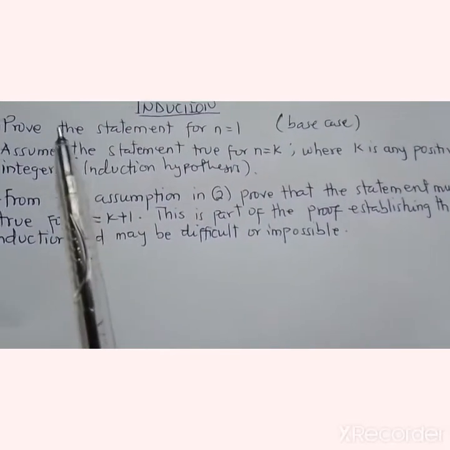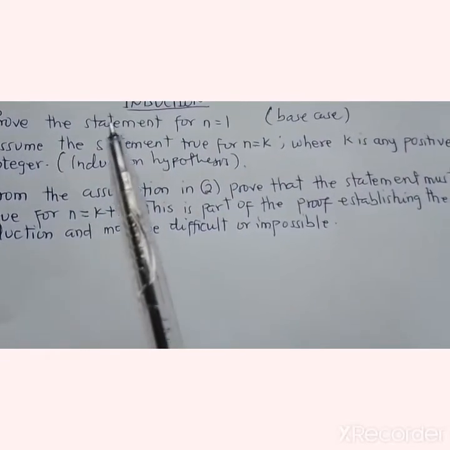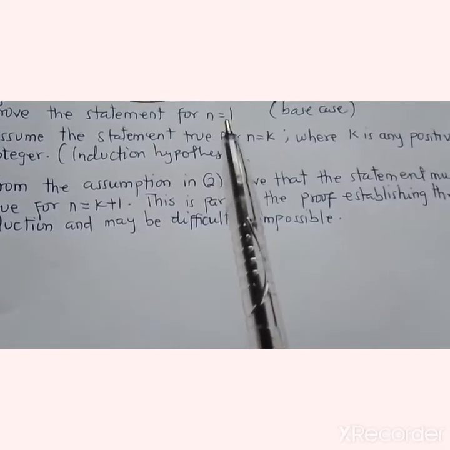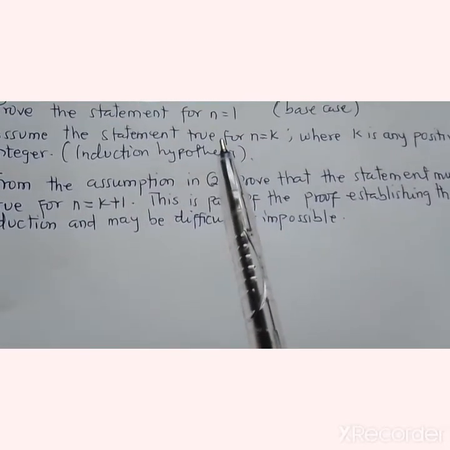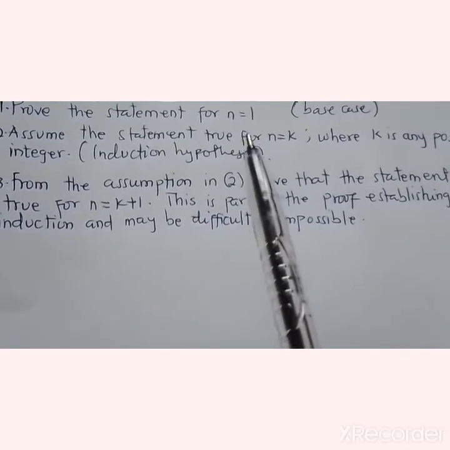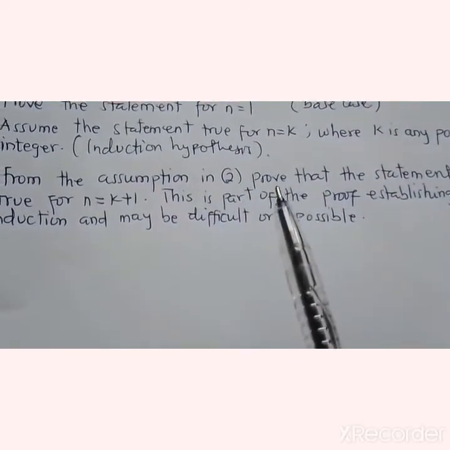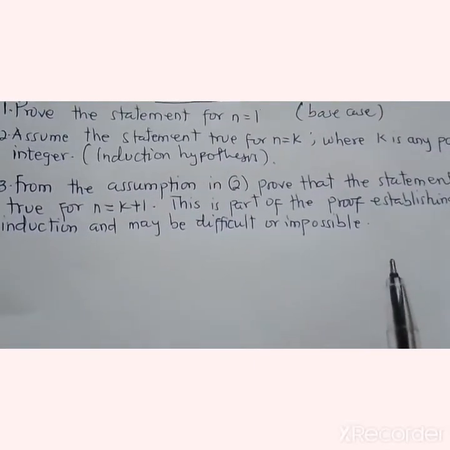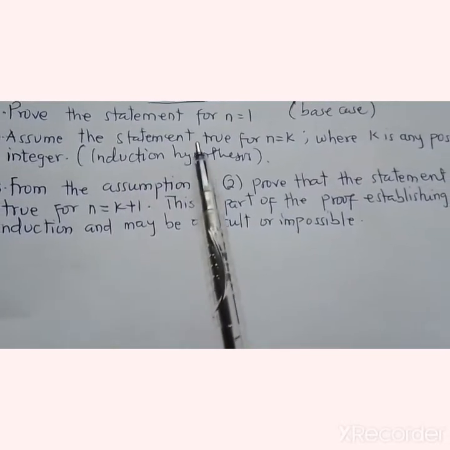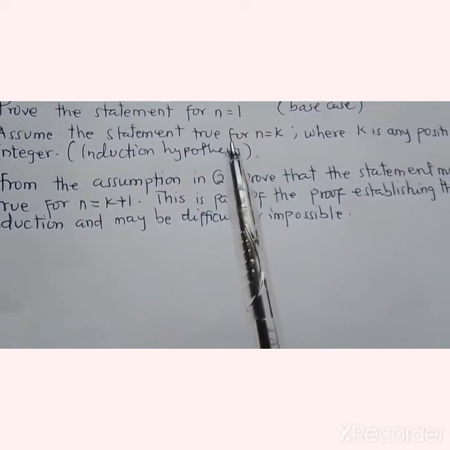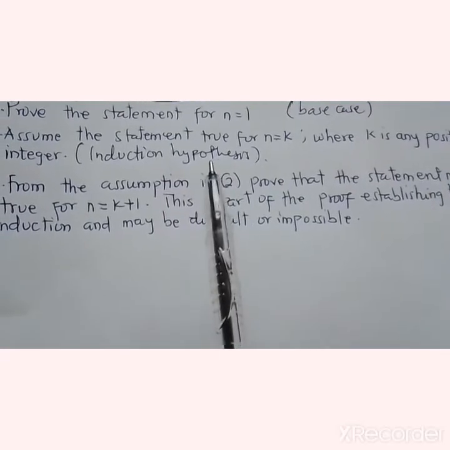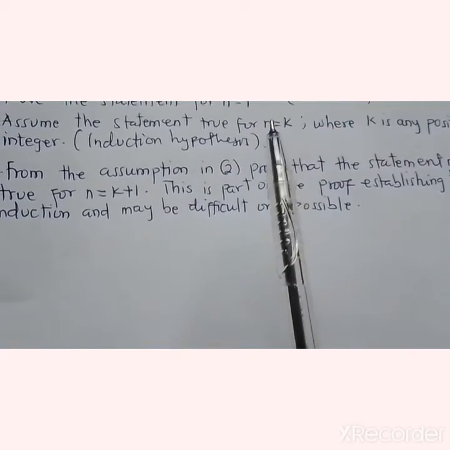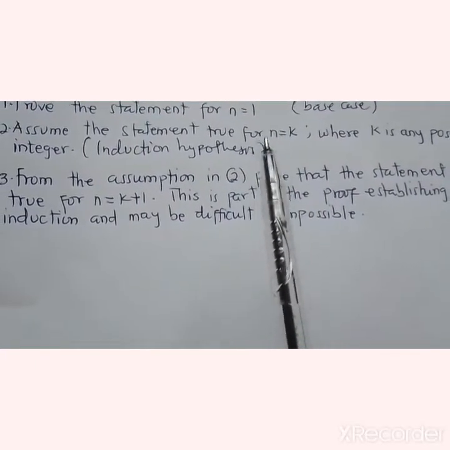Now let's see. Prove the statement for n equals 1. That is the first point in the principle of mathematical induction. It's a proof method we use to find the validity of a mathematical statement for all natural numbers. So first of all, you have to prove that the statement is true for n equals 1. Because if you want to prove it for all numbers, and it's not valid when n equals 1, then you have to stop. So your base case should always be true before you proceed.